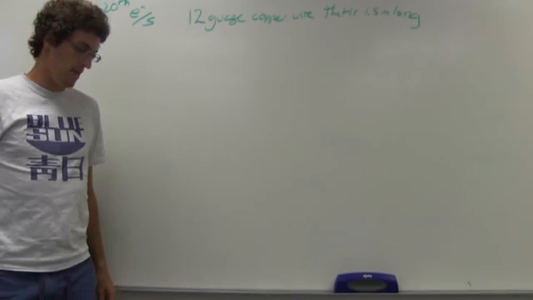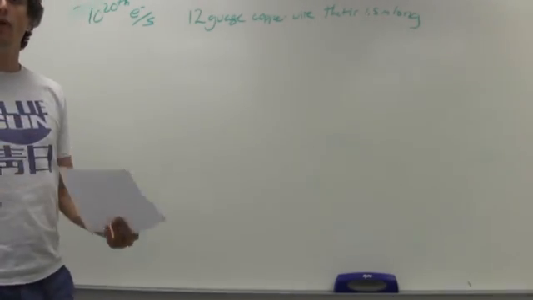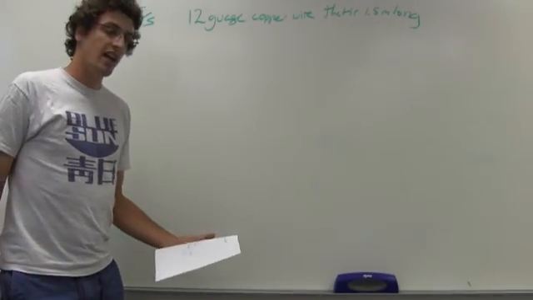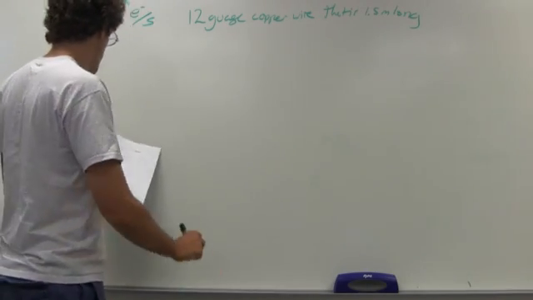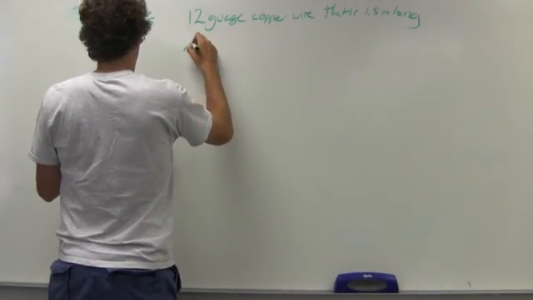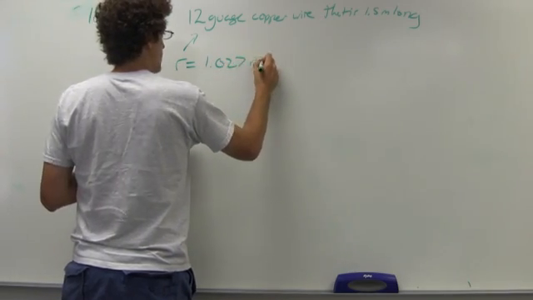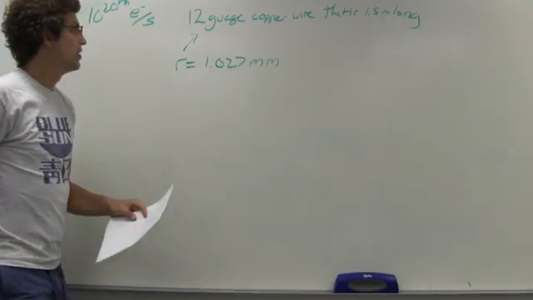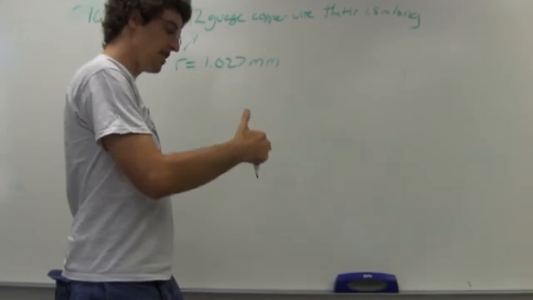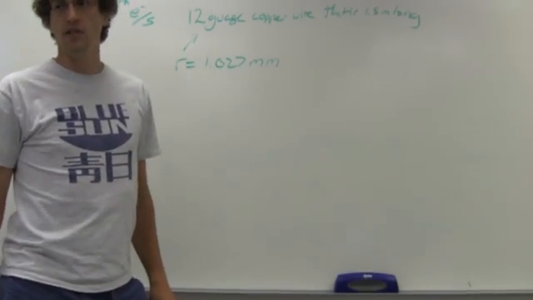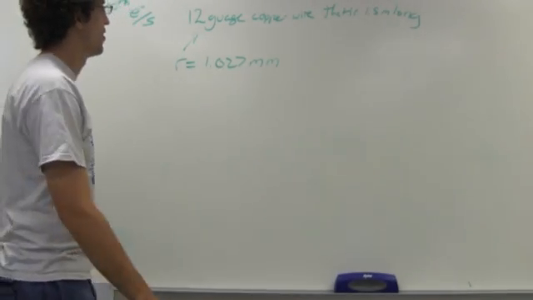Alright, so here we have a copper wire that is 1.5 meters long. Well, maybe longer than that. We're only concerned with the 1.5 meter long chunk of it. It's 12 gauge copper wire, which if you look up, tells us that the radius is 1.027 millimeters. Now we want to know what is the potential difference between the two ends of this copper wire, or these two parts that are 1.5 meters long.